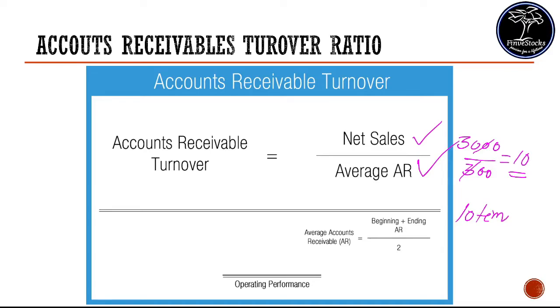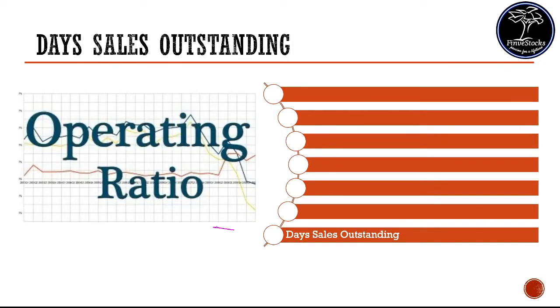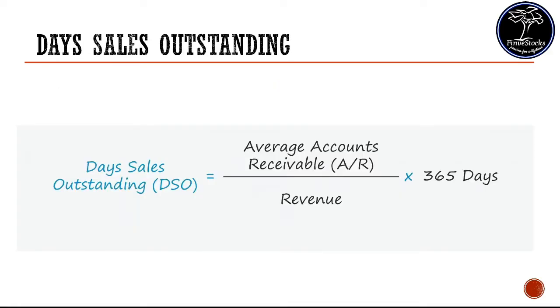Next one is the last of the operating ratios, that is days sales outstanding. Days sales outstanding by formula is 365 upon accounts receivable turnover ratio. In the above mentioned example, days sales outstanding is 365 upon 10, that is 36.5 days. This means the company takes about 36.5 days to raise an invoice and collect money against the invoice.